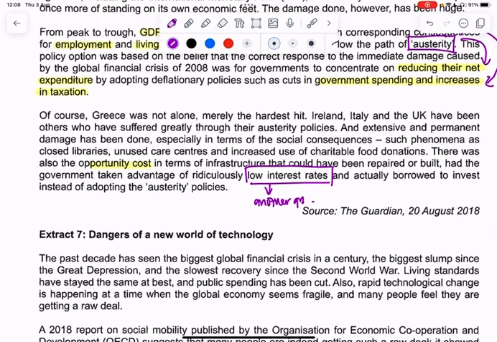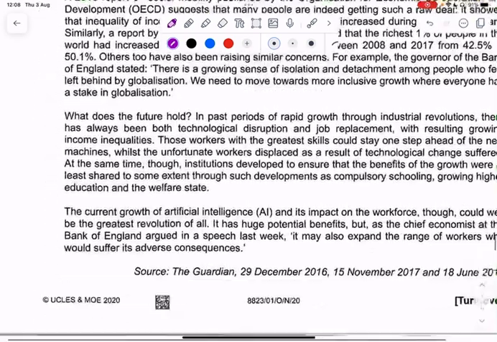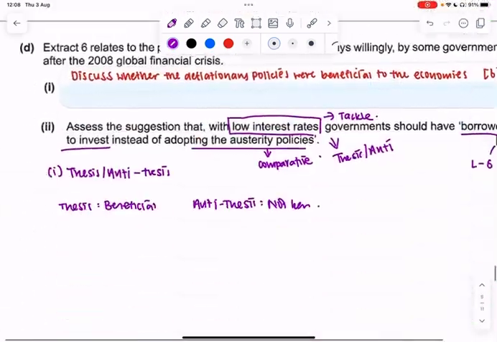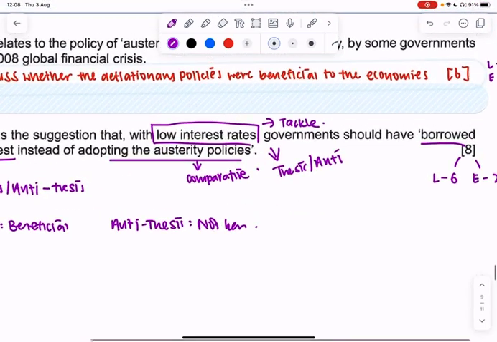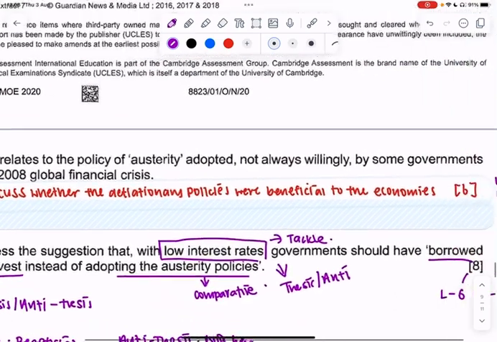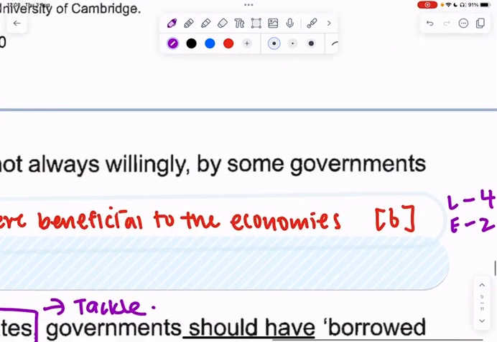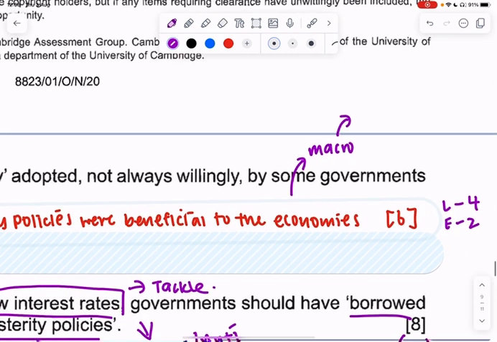So for part D, part one, when we want to explain the benefits, we would have to look at this. When I say whether or not it was beneficial for the economies, when we're talking about the economy, we're always talking about the macro economy. So I would like to always try to deal with my macro goals. So I have my inclusive and sustainable growth.